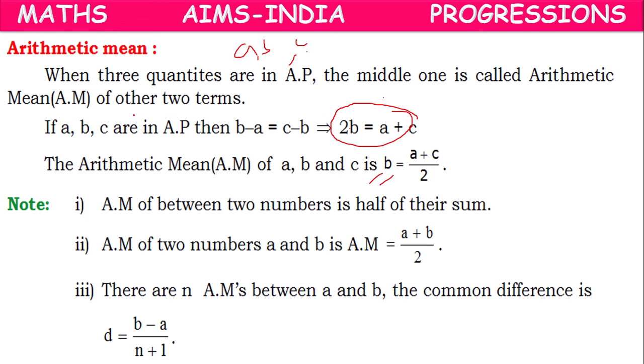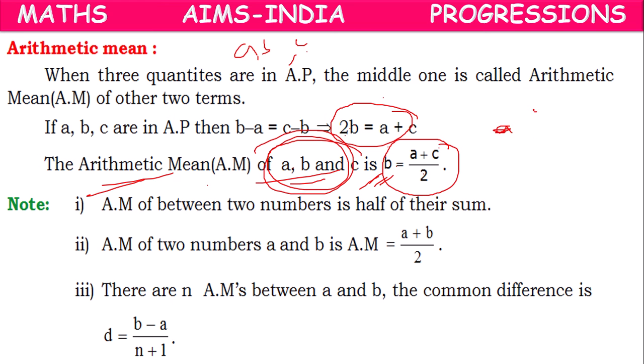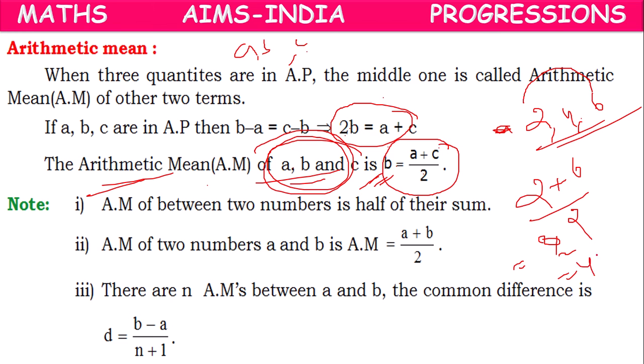the arithmetic mean of that AP, which can be represented as, if this 2 comes to this side, (A plus C) by 2. So the arithmetic mean of these three terms A, B, C is B equals (A plus C) by 2. Means if you want to find the arithmetic mean of any progression, we should add the first one and the third one and divide by 2. So 2 plus 6 by 2, 8 by 2, that is equal to 4.